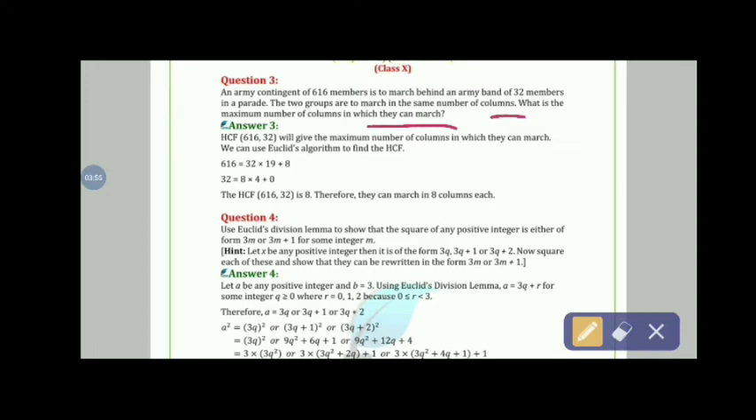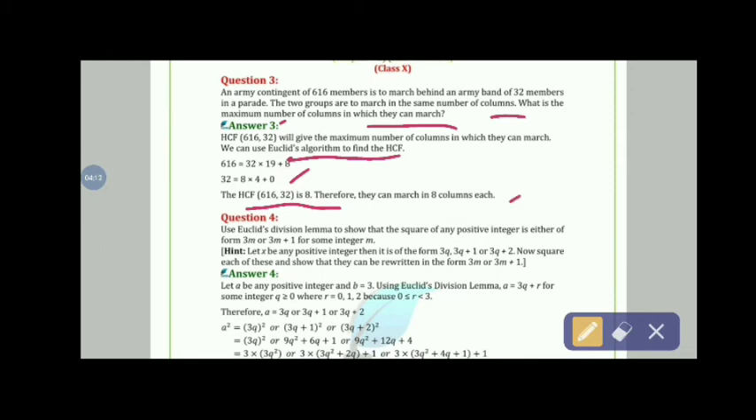So HCF of 616 and 32 we have to find. By using Euclid's algorithm, we can find that 616 is equal to 32 into 19 plus 8, and 32 is equal to 8 into 4 plus 0. So the HCF of this is 8. Therefore they can march in 8 columns.